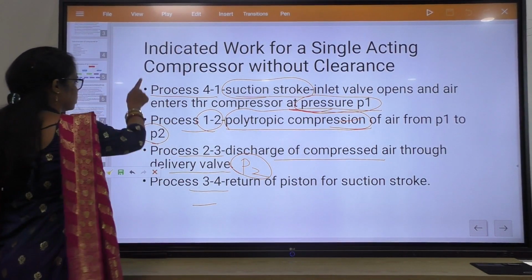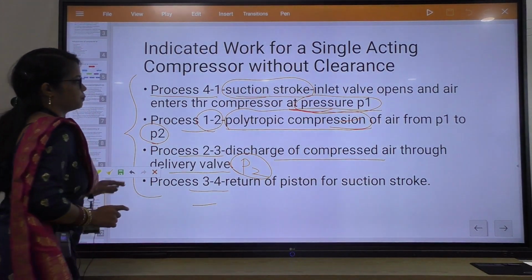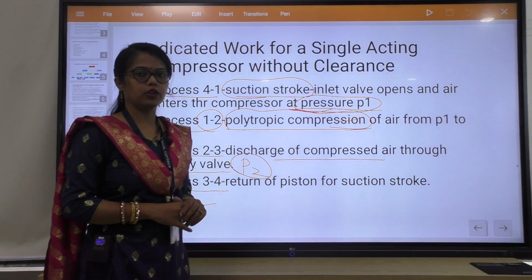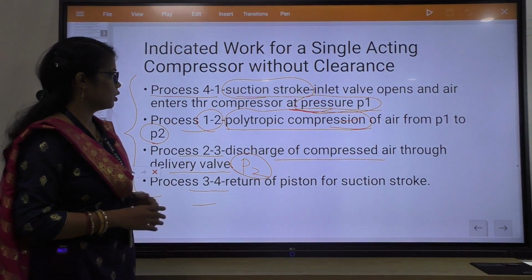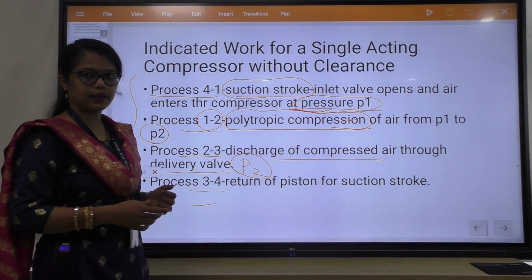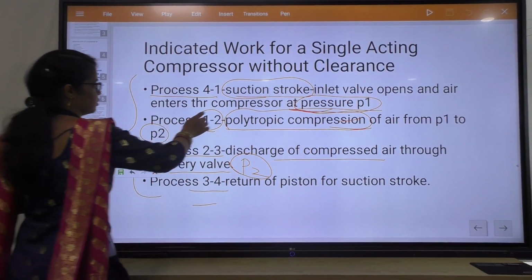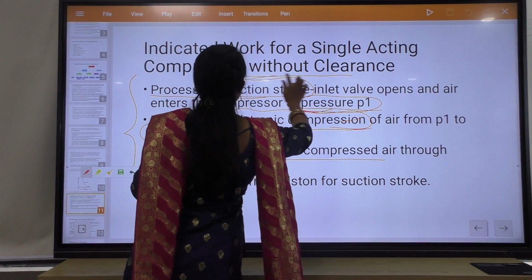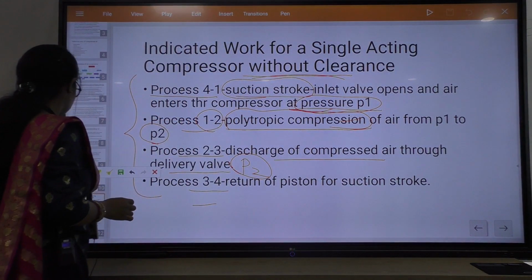These are the processes of what? Of the air compressor, and I am telling you about a single acting compressor, without clearance.